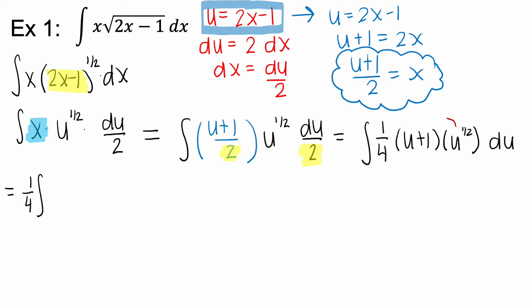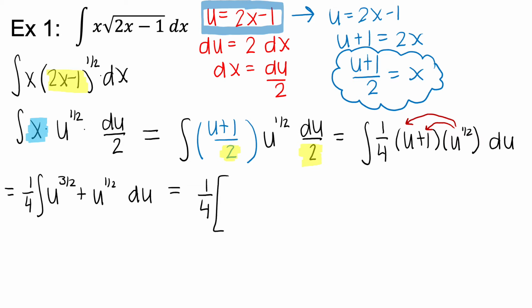The integral of distributing my u to the 1/2: u to the 1/2 times u to the first would be u to the 3/2, plus u to the 1/2 times 1 would just be u to the 1/2, and then I still have my du. So now I have an integral that is completely in terms of u and a little bit easier for me to integrate. So now that we have just u to a power, we can go ahead and integrate as normal. So let's keep our 1/4 on the outside.